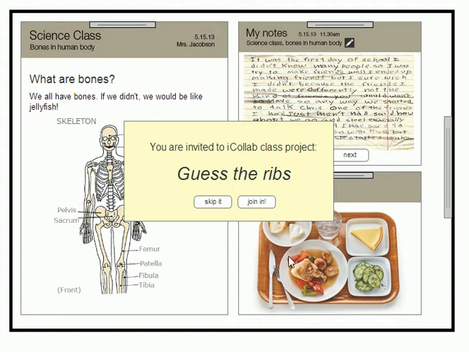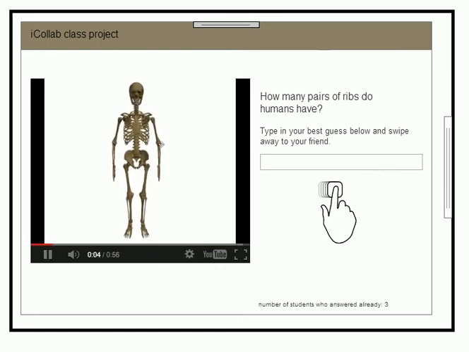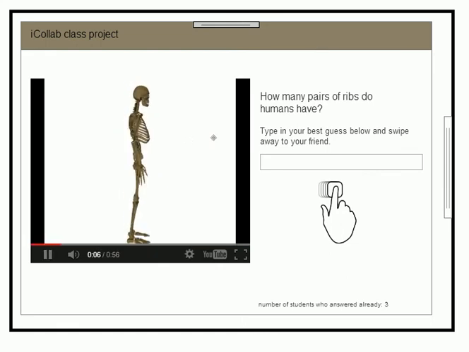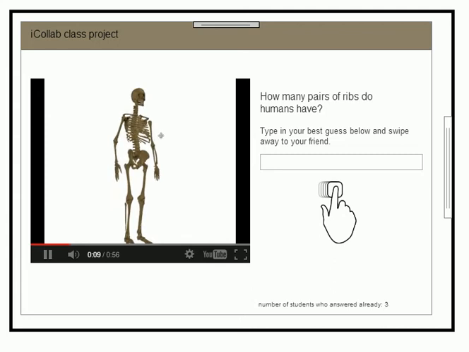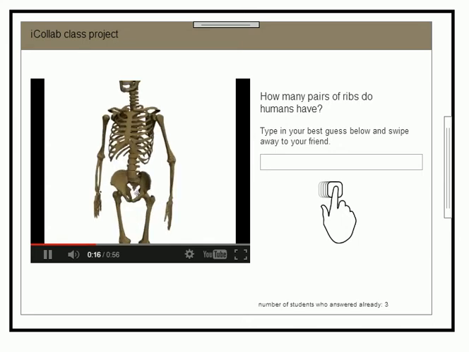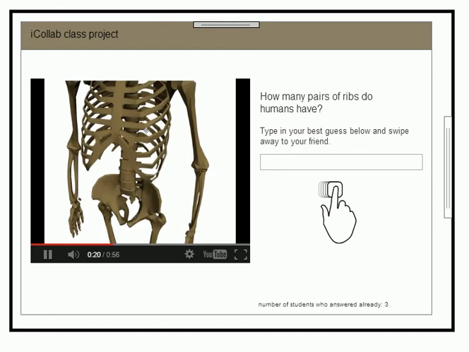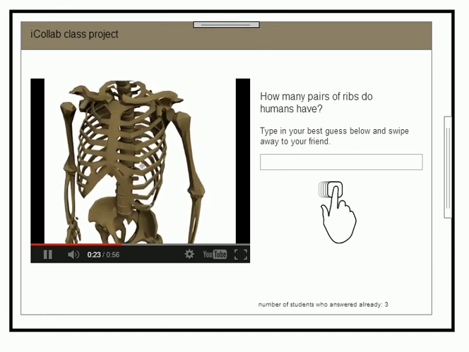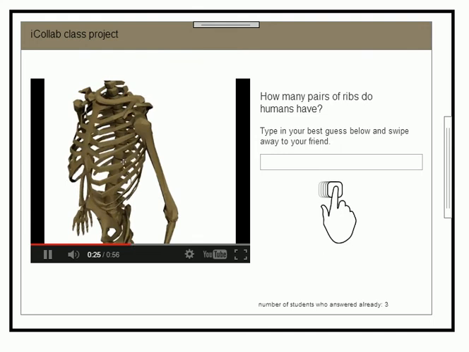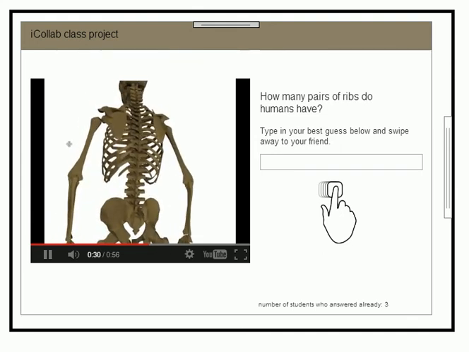And Johnny is invited to join in as one of the first ones. He is being presented with this beautiful 3D model of the human skeleton, which he can fully interact with. He can zoom in and out, he can rotate it, he can see it from all possible angles. He is trying to interact with it to count the ribs and answer the question that the teacher asked: how many pairs of ribs do humans have?